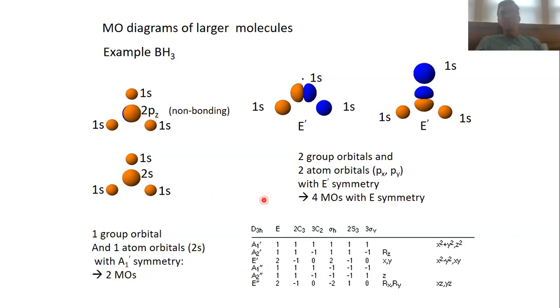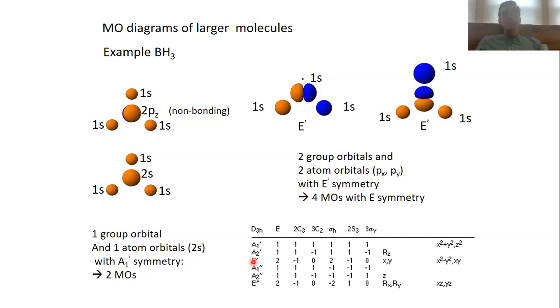Now what about the 2px? Well, you see the letter X is here in the row for the symmetry type E prime, and that means that the 2px must be doubly degenerate with another orbital, and that other orbital is the 2py, this one here, which is listed in the same row. So the character table tells you here that the 2px and the 2py orbitals are doubly degenerate in the point group D3h.